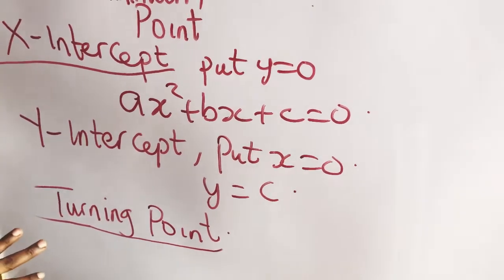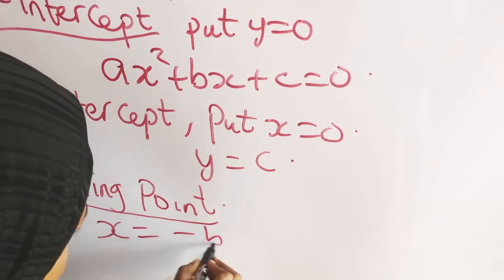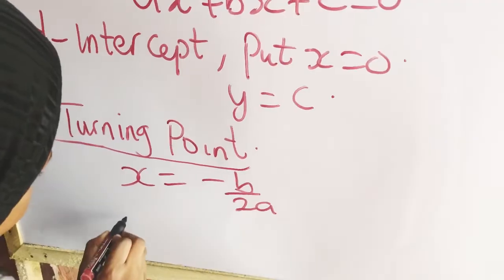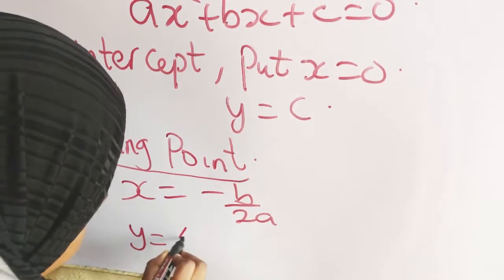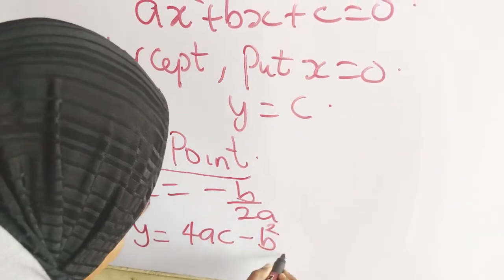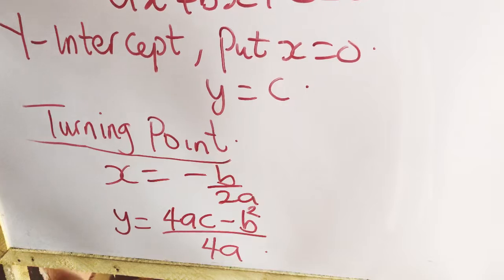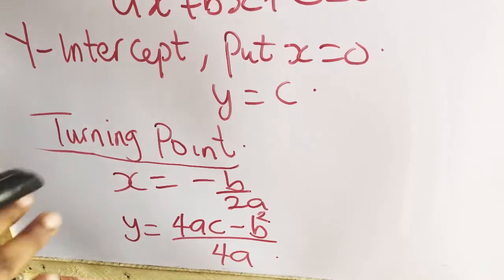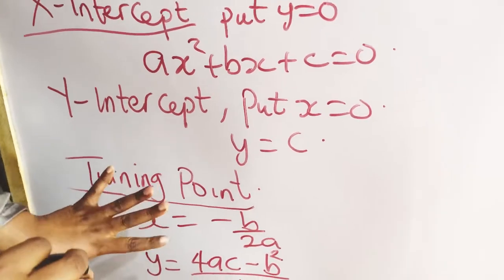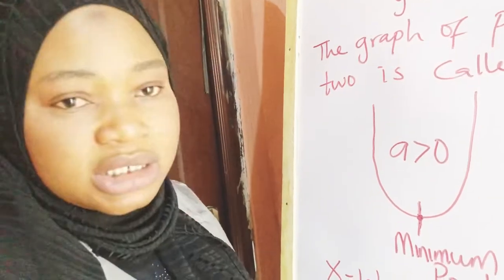And the turning point occurs when x is equal to minus b over 2a, and when y is equal to 4ac minus b squared over 4a. I've made videos on that one. Please go and watch it. It's the completing the square method that we use to derive these equations. So make sure you watch it.